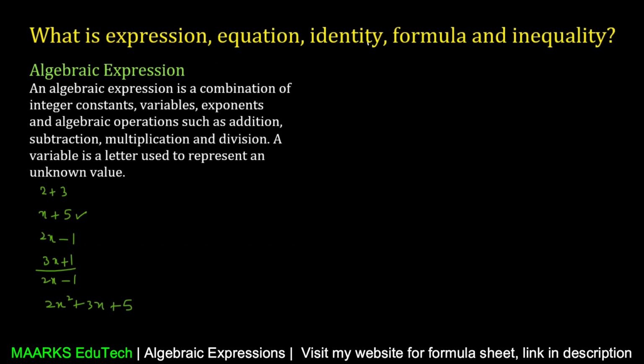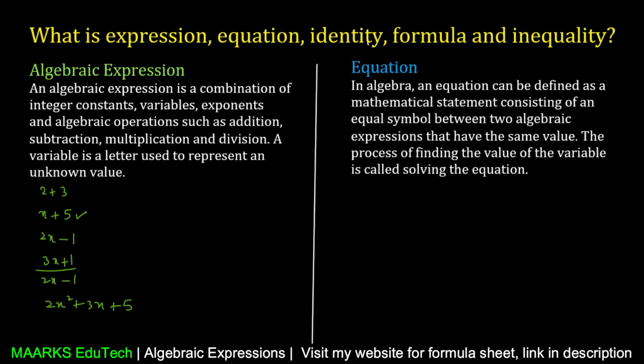Now I'll talk about the equation. In algebra, an equation can be defined as a mathematical statement consisting of an equal symbol between two algebraic expressions that have the same value. The process of finding the value of the variable is called solving the equation. So first I'll write one algebraic expression, x plus 5, and I am putting an equal to sign with it and making it equal to 2.